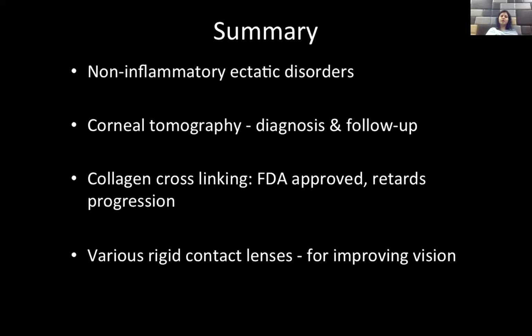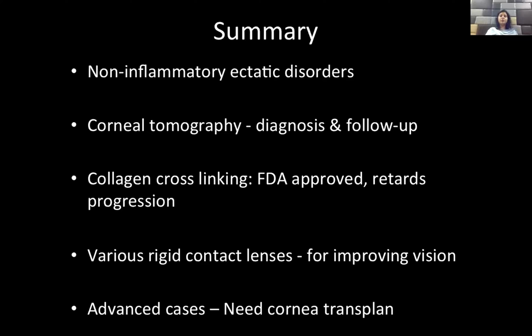Personally, most cornea specialists would not go in for surgery unless they have done a rigid contact lens trial for the patient. Always do a trial for the patient. Let them see how it feels, how the vision improves. If it improves with a rigid contact lens, do not go for a keratoplasty. Advanced cases, which do not improve with rigid contact lens in terms of vision, require a cornea transplant.